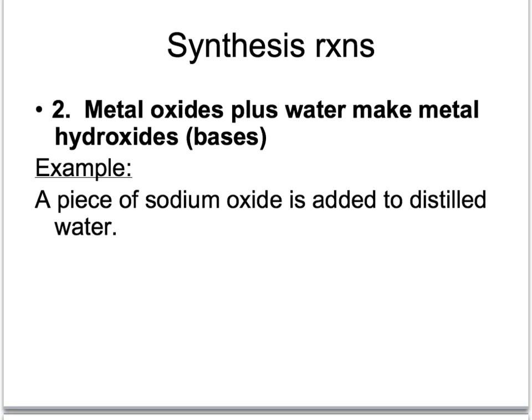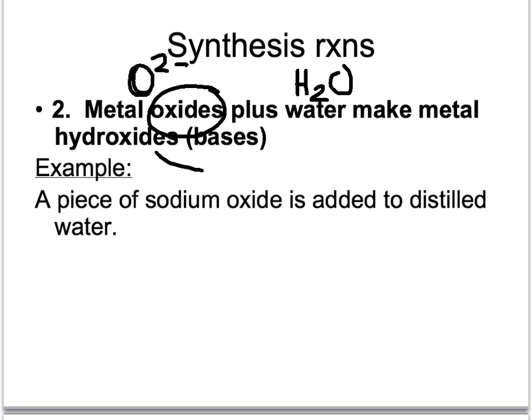The next one is a metal oxide plus water. So the metal oxide is going to be whatever the charge of the metal is. Remember, oxide is just oxygen with a 2 minus charge. You're going to crisscross that with your metal, plus water, so water is H2O, to make the metal hydroxide. A metal hydroxide is going to have the polyatomic ion OH minus in it.